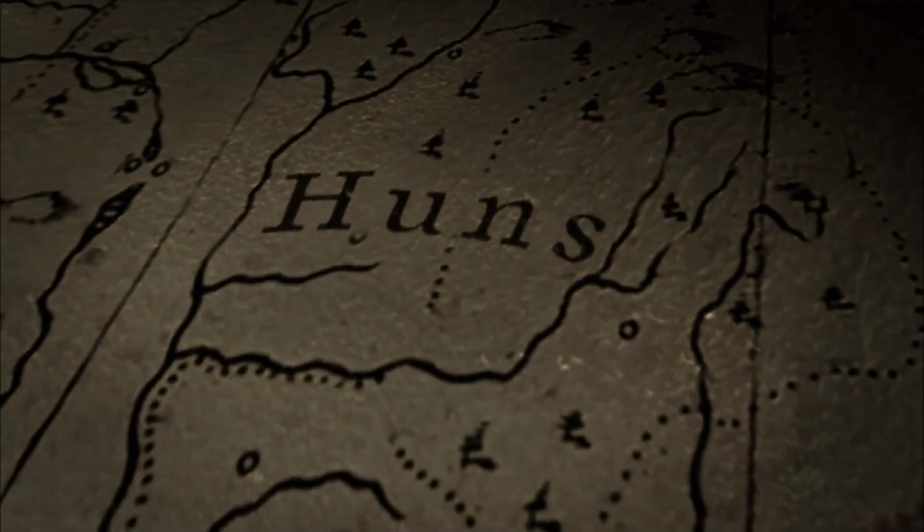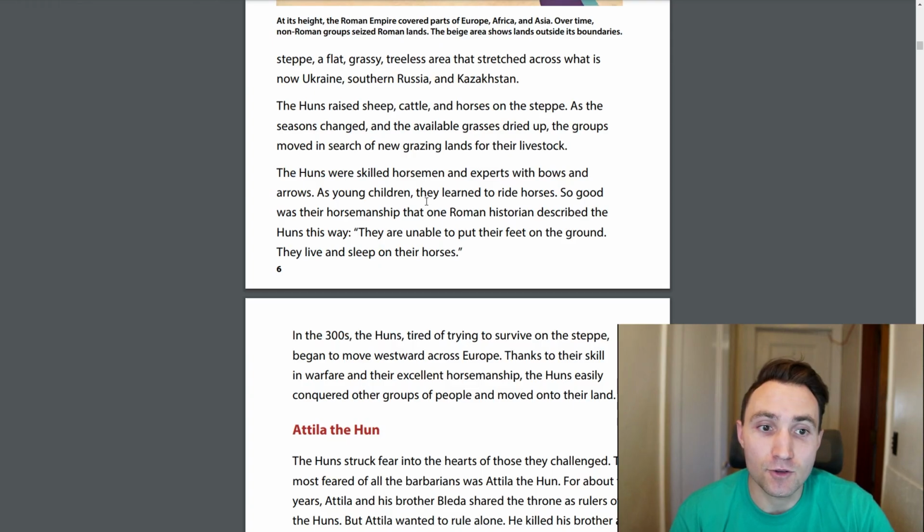As young children, they learned to ride horses. That's similar to the Mongols that we learned about in the dynasties of China. So good was their horsemanship that one Roman historian described the Huns this way, quote, "They are unable to put their feet on the ground. They live and sleep on their horses," close quote.